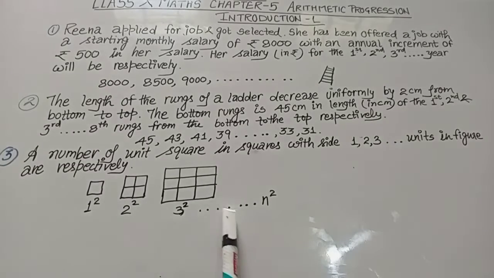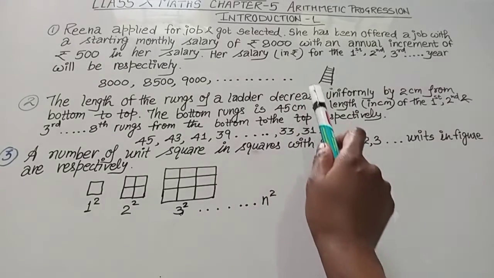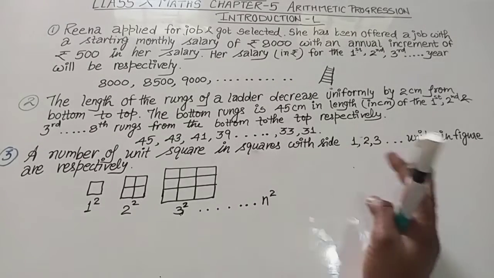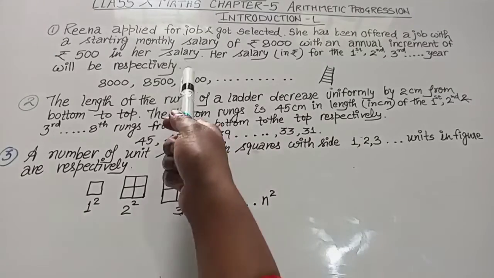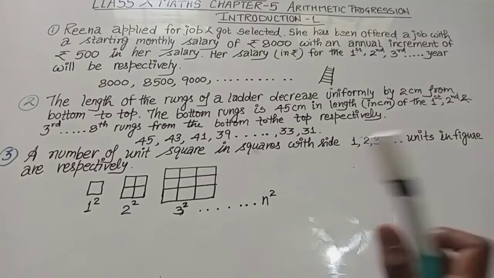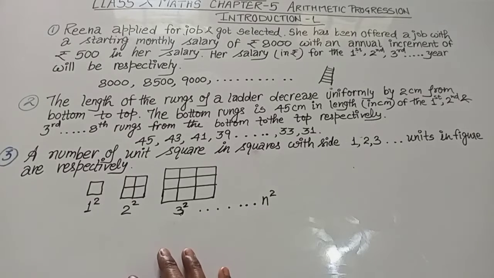Except for this, there is a square form, but you can't add it. But in the first and second, you add something. Here you add minus 2, and when you add minus 2 we get the pattern. When you add 500 we get a pattern. So first and second get a pattern, and the third is also a pattern, but not by adding. So in this chapter we read arithmetic progression, where we get a pattern by adding a number.